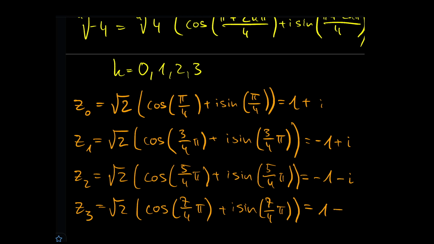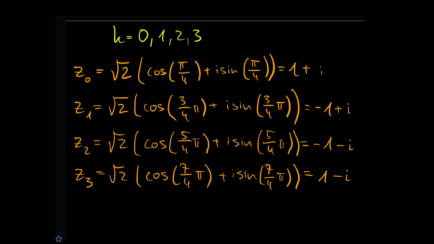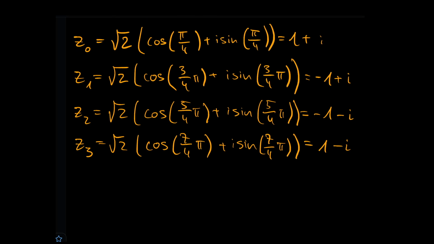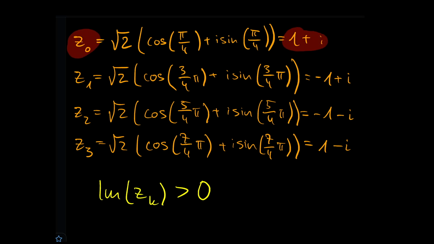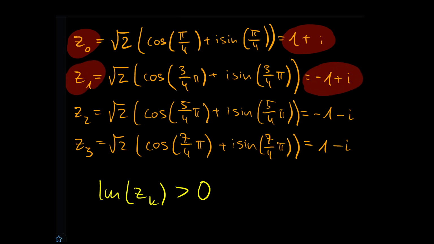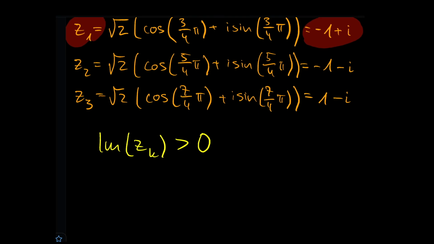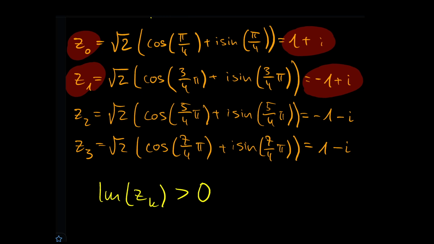Okay, now we have the singularities. Now we need to calculate the residues of those singularities, but only of those singularities which have an imaginary part bigger than 0. So what is important for our residues is that the imaginary part of the singularity is bigger than 0. And this is the case for z0, and this is the case for z1. The other ones don't have a positive imaginary part, so we cannot use them. So what are we going to do now? Now we have to calculate the residues for our function in those singularities.